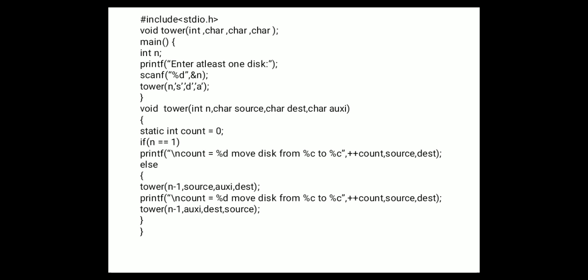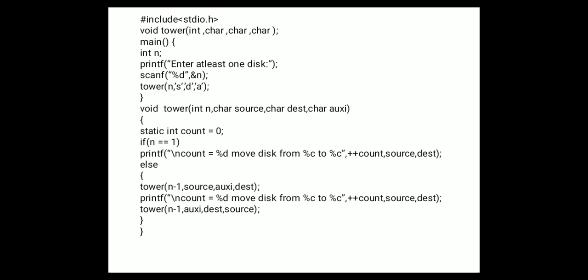Inside the function, you're taking static int count = 0, because you need to keep a count on the number of moves. You need to know the total number of moves that have been made. To know that, you need a variable whose lifetime is beyond the function calls, so it exists even across function calls. If you declare it as an auto variable, then the lifetime is only within the function. So you need a static variable so that the lifetime will still exist even across function calls.